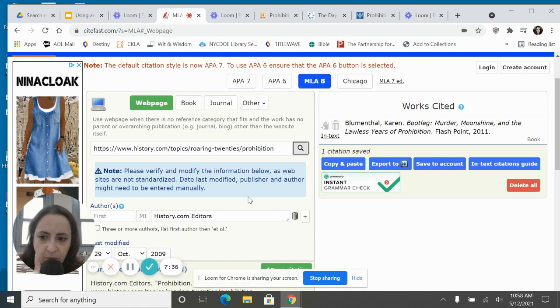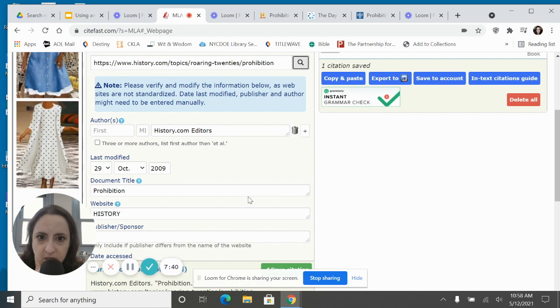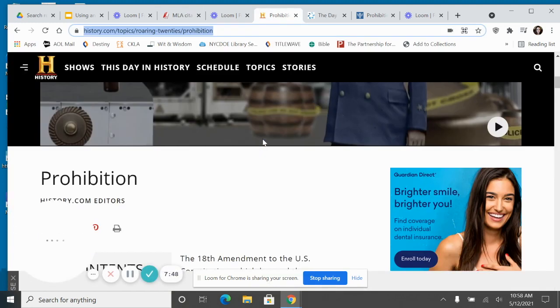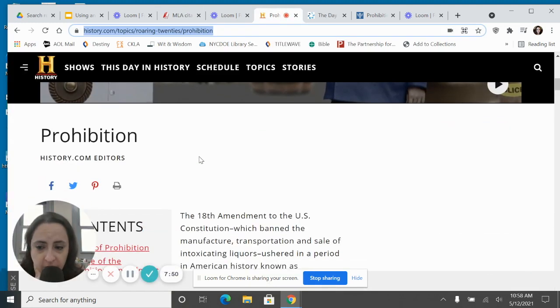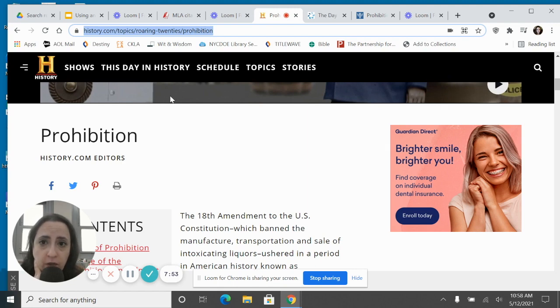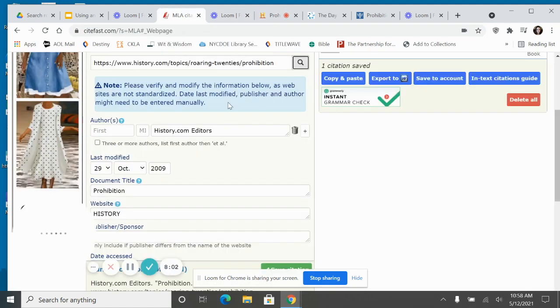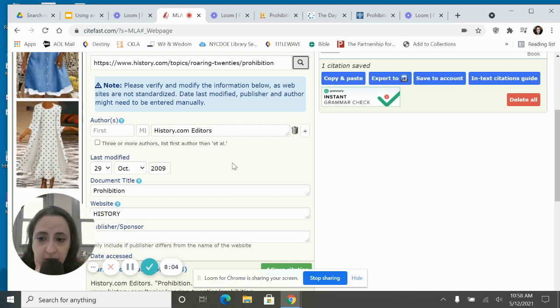And just like I did with the book, I have to verify that my information is correct. Okay, the author here is not an individual author. It says history.com editors. Let me go back and check. Yep, history.com editors. Oftentimes a website won't tell you who the author is. If that's the case, just make sure you go back and check that there is not a named author on the website. But if there is, you need to include it in the bibliography.